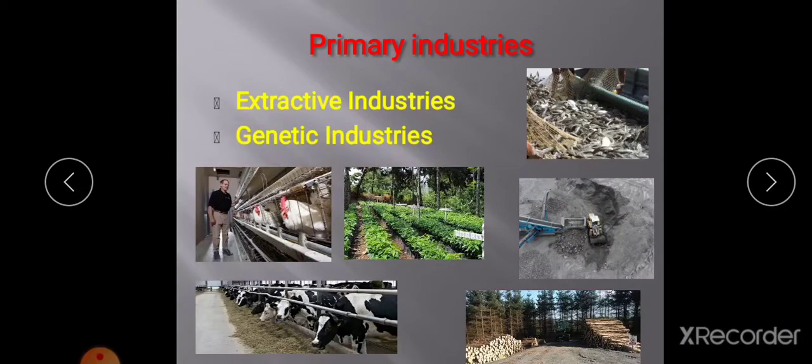Genetic industries are those industries which are concerned with reproducing and multiplying plants and animals with the purpose of earning profit for their sale. So what do you mean by genetic industry? These are concerned with reproduction of plants and animals. What is the purpose? With the purpose of earning profit. Reproducing plants and animals. Look here, poultry farm. See, plants. These are vegetables. Okay, and this is cattle field. Then these are genetic industries.